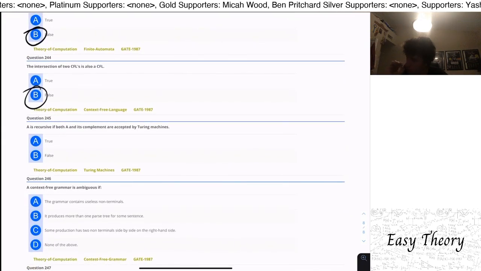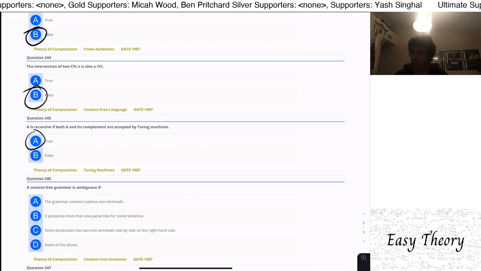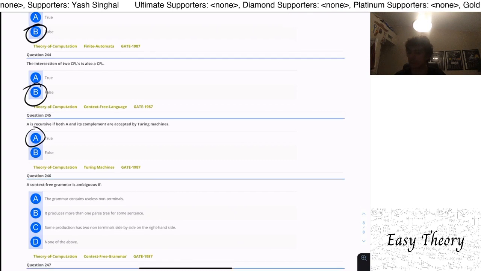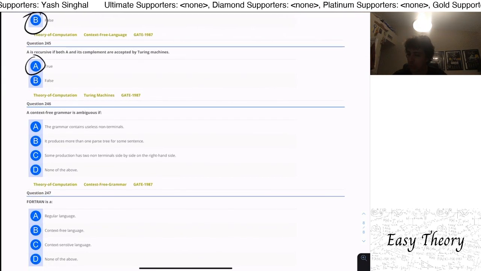A is recursive if both A and its complement are accepted by Turing machines. That is true. That's a theorem that we proved in that class, and the idea is that you simulate one machine and the other one in parallel. One of the two will accept at some point, because it's either in the complement or the original language. So you just simulate them in parallel in lockstep, and at some point one of them will say accept, and then you can decide what to do from there.